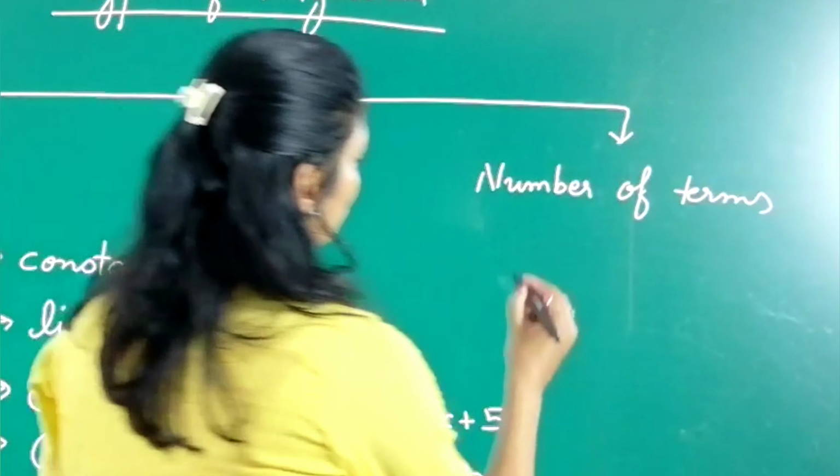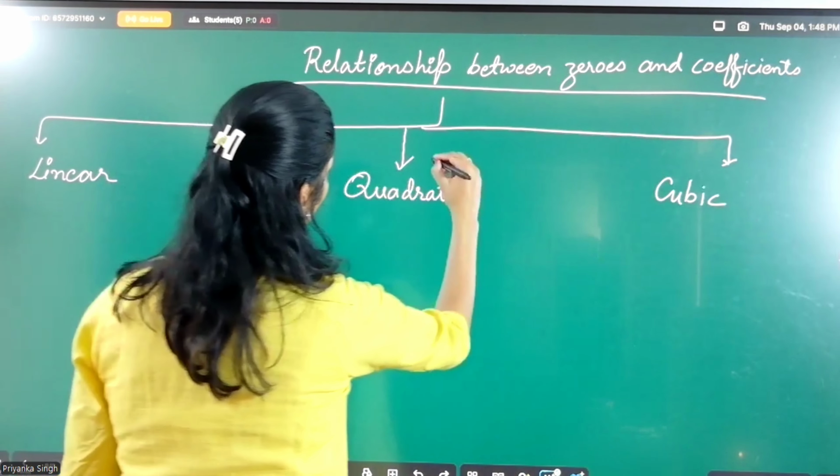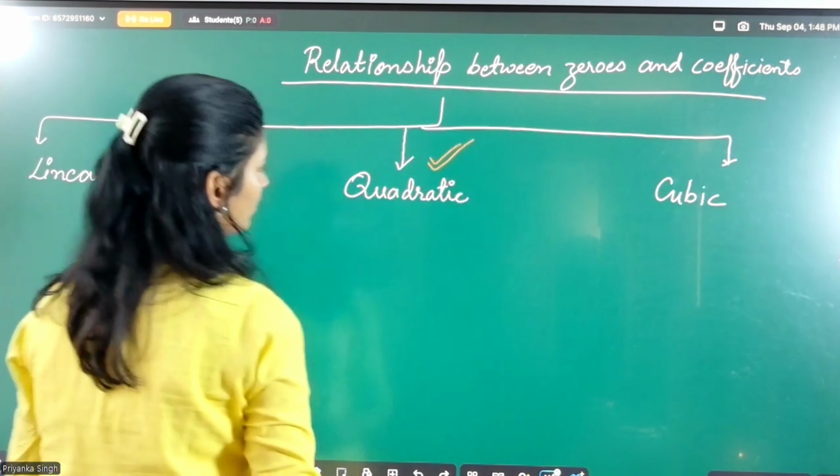Now, this is a very interesting topic that we have here. This is about the relationship between zeros and coefficients. So, we'll talk about three different polynomials. One is the linear polynomial, then quadratic polynomial, and then cubic polynomial. We'll discuss all of them, but we mainly have to focus on the quadratic polynomials. So let's start with the linear polynomial.